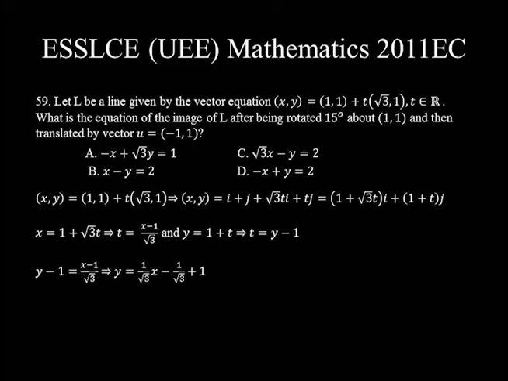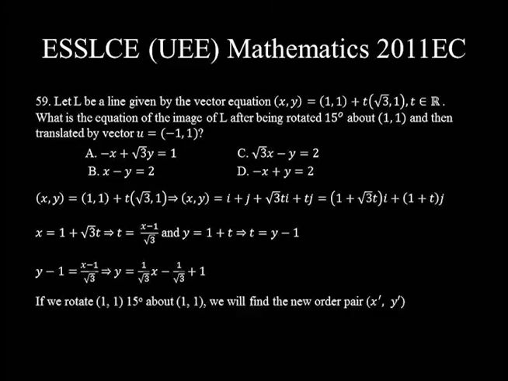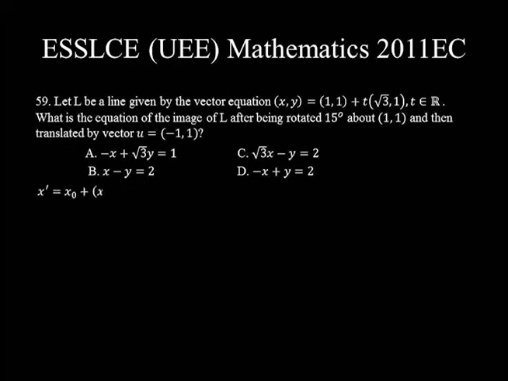The ordered pair 1, 1 is on y is equal to 1 over root 3 x minus 1 over root 3 plus 1. If we rotate 1, 1, 50 degrees about 1, 1, we will find x prime, y prime. x prime means x naught plus x minus x naught times cos 50 degrees minus y minus y naught times sine 50 degrees, which is equal to x naught is 1 plus x minus x naught, that's 1 minus 1, times cos 50 minus y minus y naught, 1 minus 1 again, times sine 50, which is equal to 1 minus 1 is 0, 0 times cos is 0. Again, 1 minus 1 is 0, 0 times sine is 0, so we are left with 1.